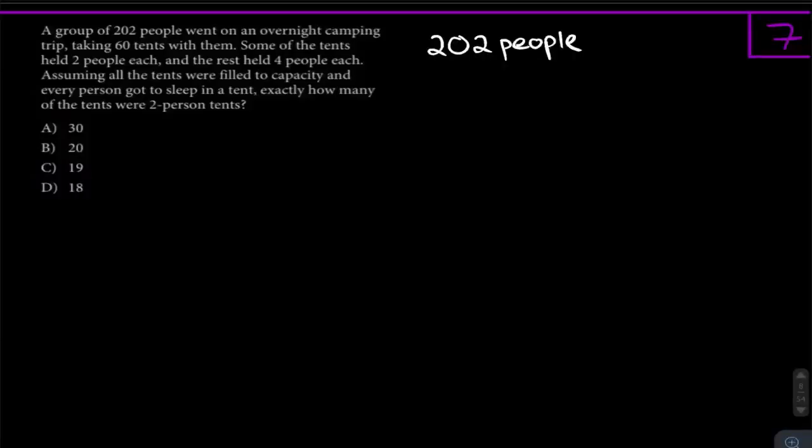Anyways, we have 202 people. We have 60 total tents. We have tents that have 2 people each and 4 people each, and we're asking how many of these tents there were. The thing that pops into my mind would be setting up a system of equations. You won't really know it's a system yet, but looking at this, you know you're going to have to set up some kind of equations here.